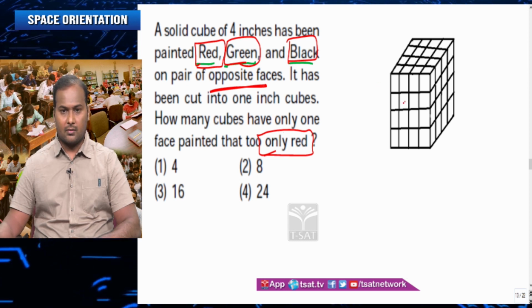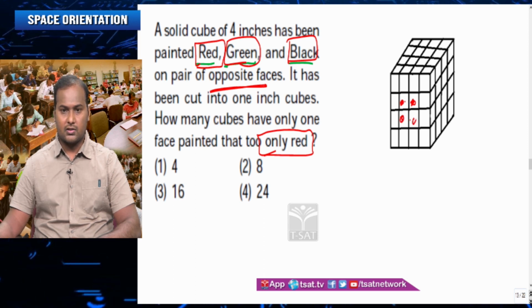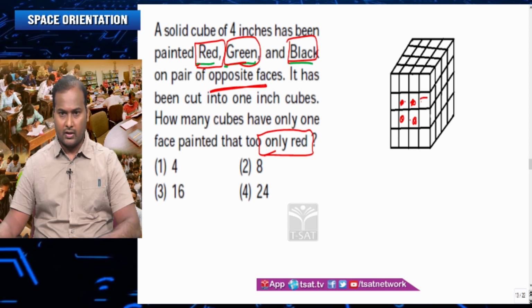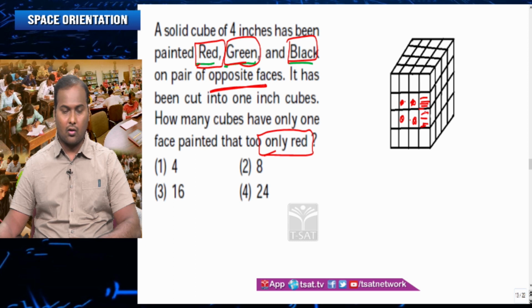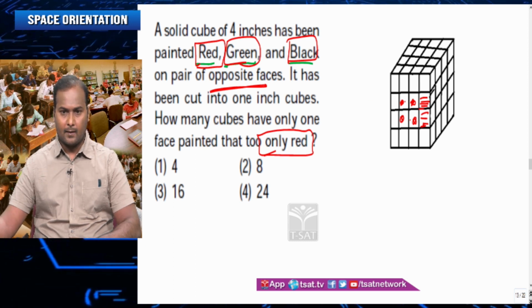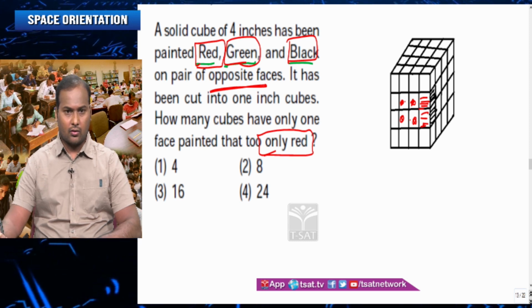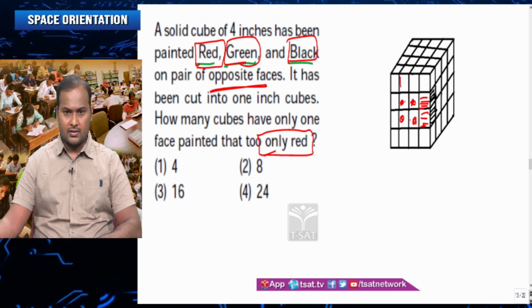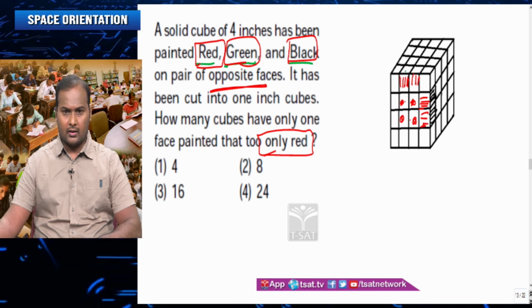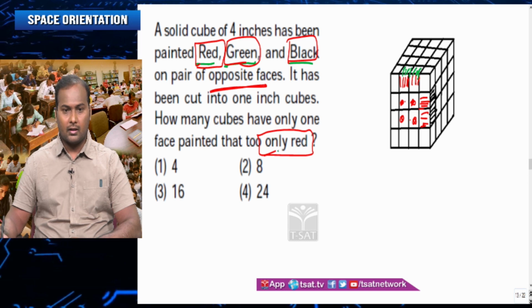For example, see here, this is red and this is red, this is red. This is only one side paint. But if you take this one, it will become two colors. On edges, how many colors are possible? 2 colors are possible. Means this will be red and some other color, black. If you take the other side, see here, this is red and green. It will be red and green color. See, these are two colors, but it's asking only red.